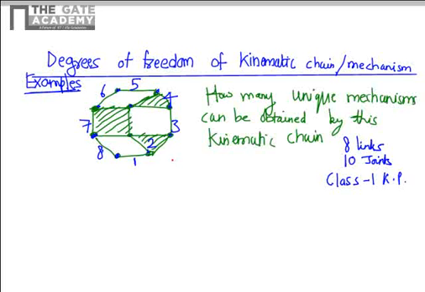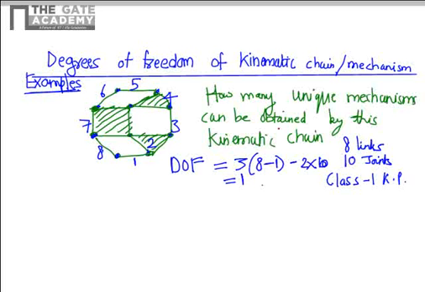So by applying the Grubler's criterion, the degree of freedom of the mechanism would be 3 multiplied by number of links minus 1, that means 8 minus 1, minus 2 times number of class 1 joints, that is 10. And we don't have any class 2 joints here. So the degree of freedom is 1. So hence there exists a definite relation between motion of different links in this mechanism. Now the question asked here is that how many unique mechanisms can be obtained from this kinematic chain.